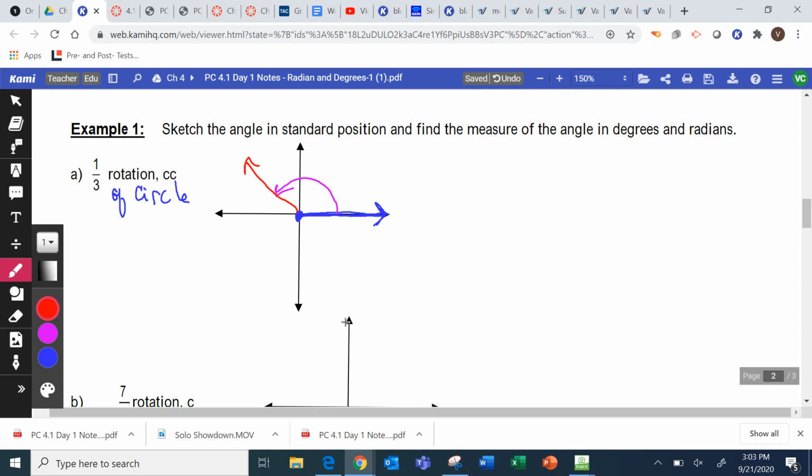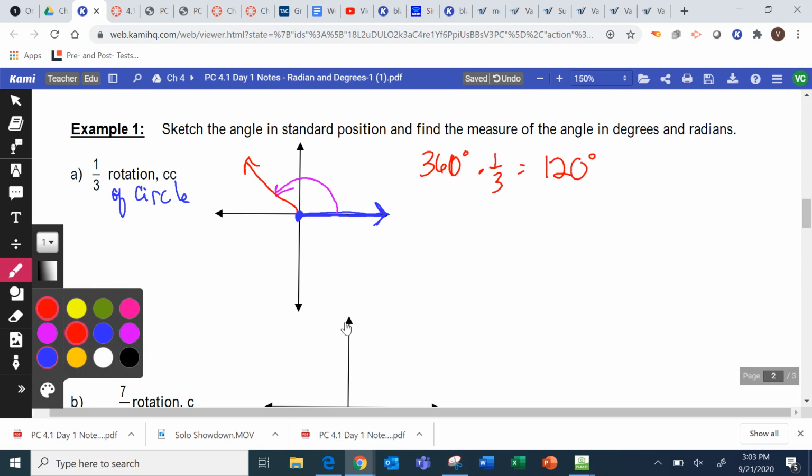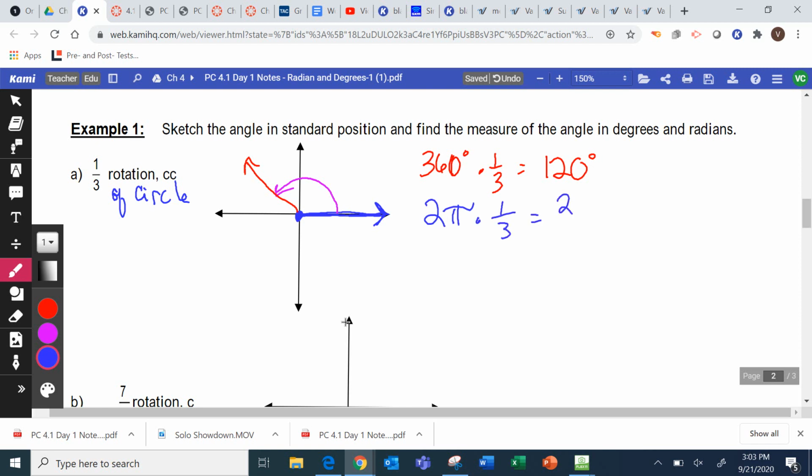Now to figure out the measurement for degrees, I take the full 360 and multiply by 1/3. And then for radians, we'll take the full 2 pi and multiply it by 1/3, and we get 2 pi over 3. Now these should be equal.